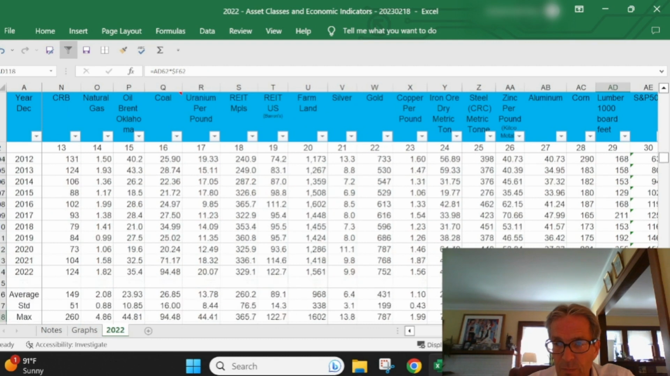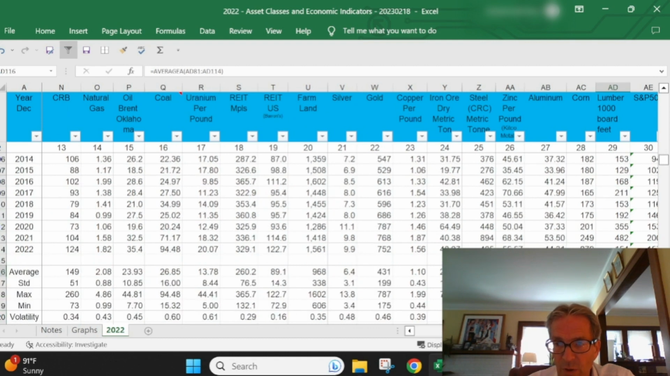Lumber, what do we have here? Priced at 154, average is 200. Had a very sharp drop from 402, which was way overvalued historically. So lumber kind of jumps around, doesn't go neatly as corn does.